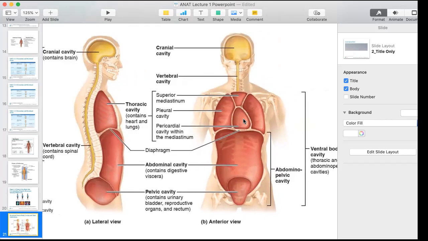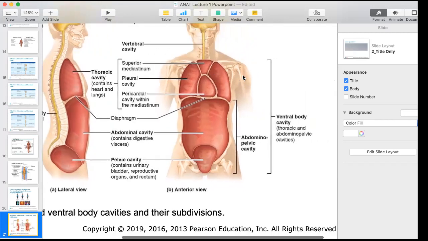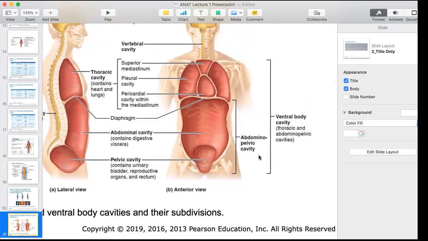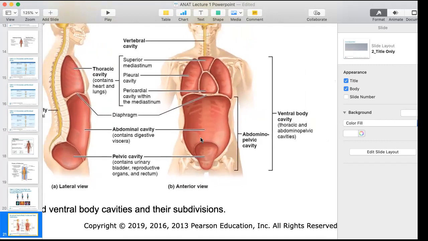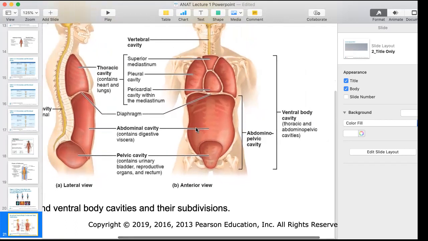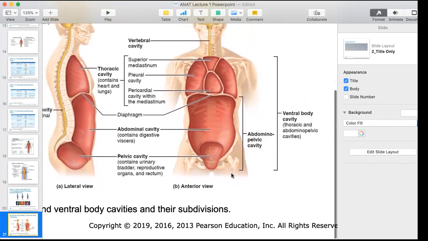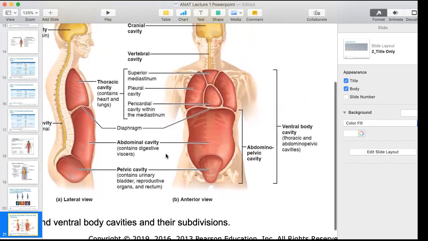Cranial cavity is a closed environment that contains the brain and the surrounding fluid. The vertebral cavity contains the spinal cord, also a closed environment. The abdominopelvic cavity contains the digestive organs. And the pelvic cavity contains the urinary structures and reproductive structures.